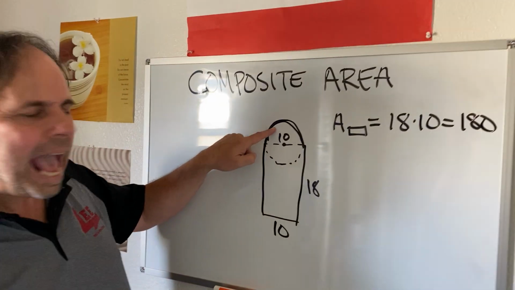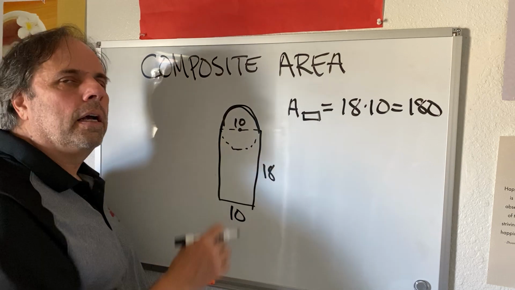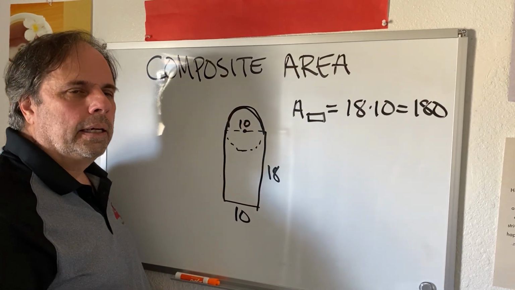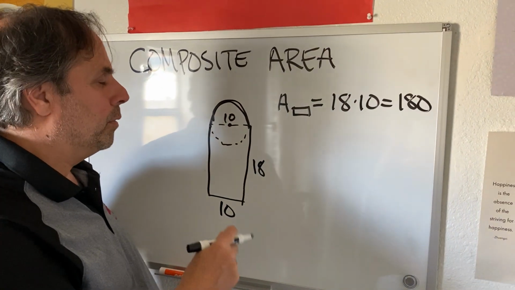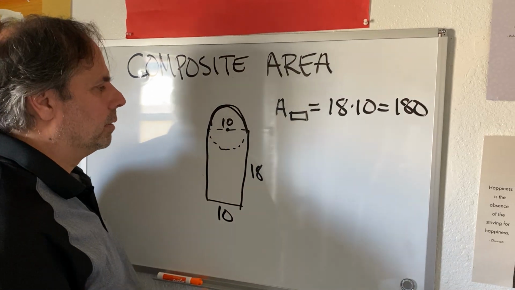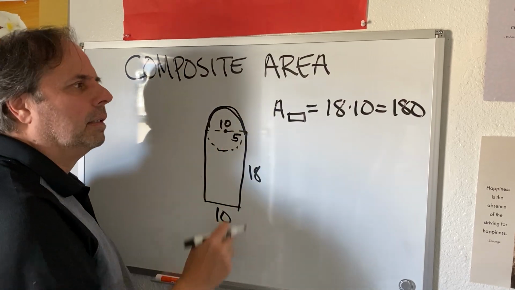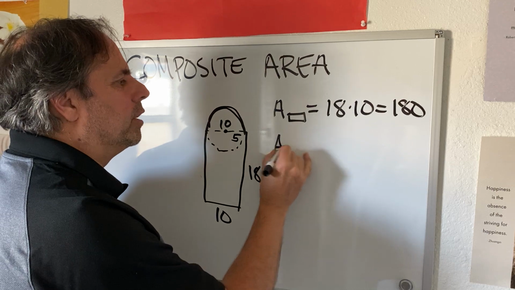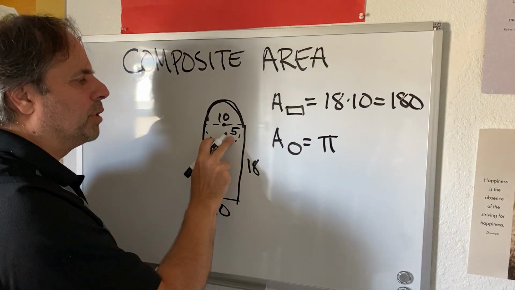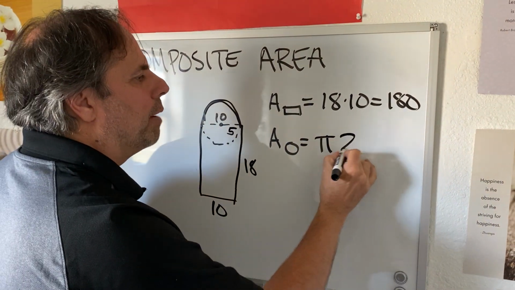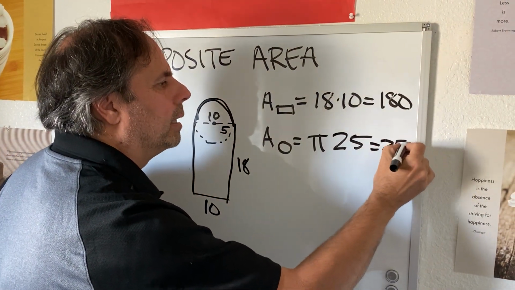Okay, now we need to add this semicircle here. Well, how do we do that? Well, we figure out what the area of the circle would be and then divide that by 2. So the area of this circle then, we know that the area of a circle is pi r squared, okay? So the radius would be 5 if the diameter is 10. So the area of the circle equals pi times r squared. Well, r is 5, that would be 25. So the area of the circle is 25 pi.